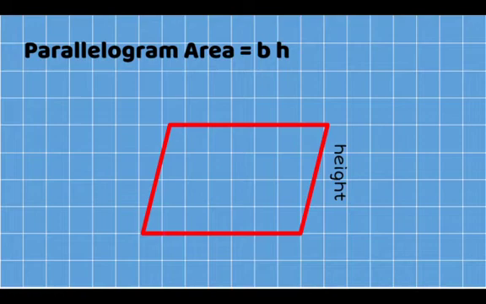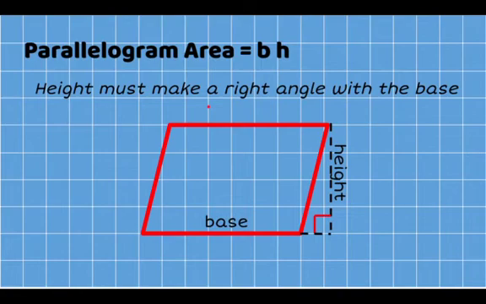Sometimes, in some diagrams, they'll draw the height outside over here. So they'll extend the base and then they'll draw in the height. You see this looks like a little triangle. If you were to snip a triangle off over here and bring it here, then you would have a rectangle again. So the big thing to remember about parallelograms that don't have right angles is that the height must make a right angle with the base.